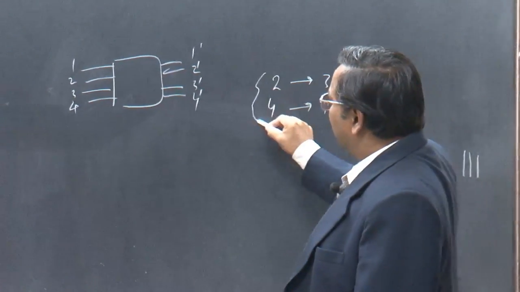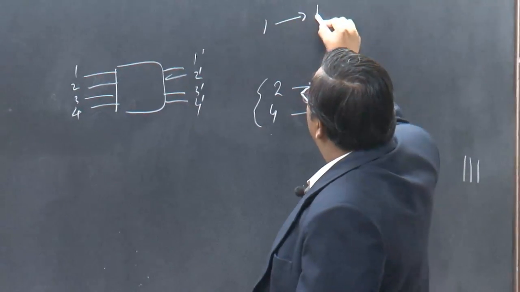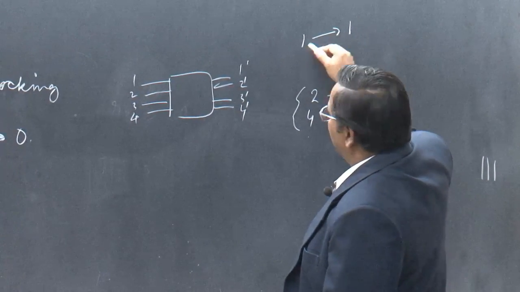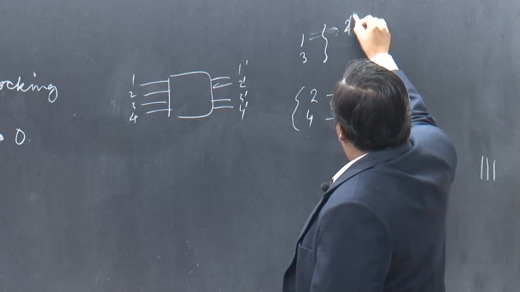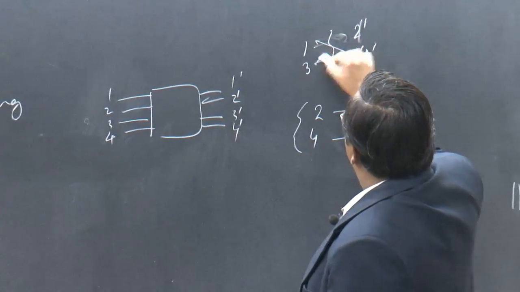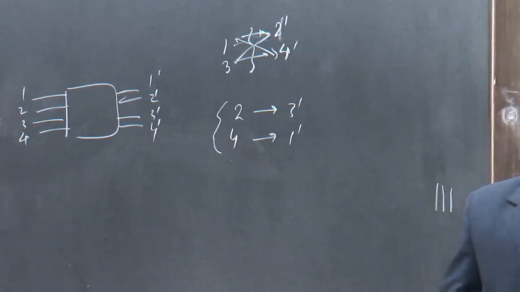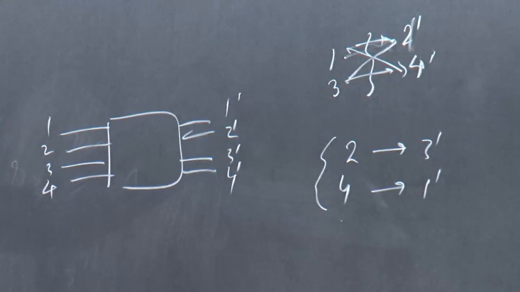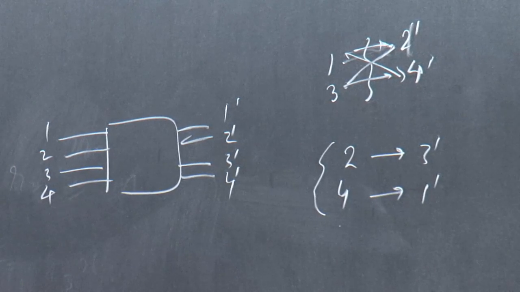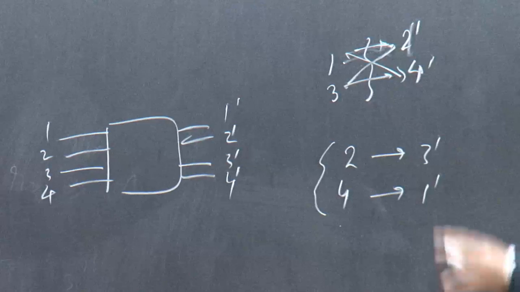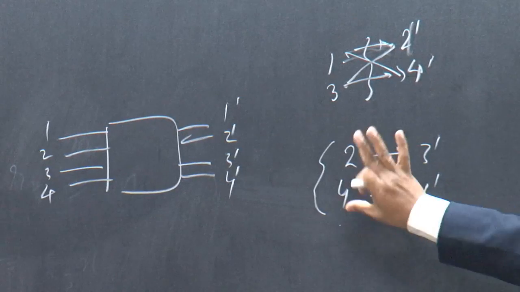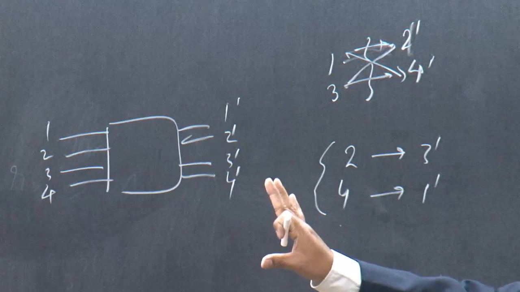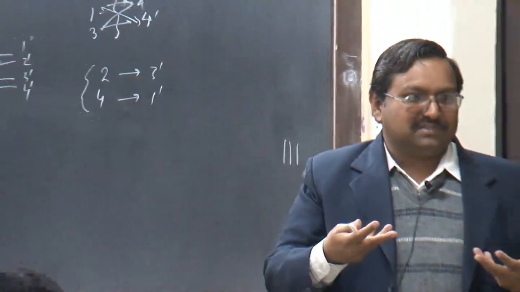Now, without disturbing these, if I can set up any combination: what is left is 1 and 3, and what is left on this side is 2 prime and 4 prime. There are 2 into 2, a total of 4 combinations which are possible. So it can be 1 to 4 if it is a unicast thing. I can always set this up without disturbing the existing ones; that is strictly non-blocking. Whatever way the earlier connection has been set up, this connection also can be set up in this switch in multiple different ways. There are multiple switch states.